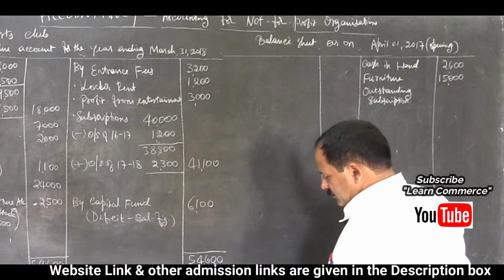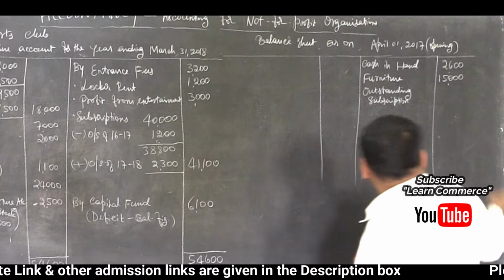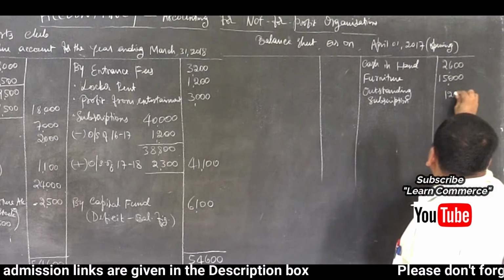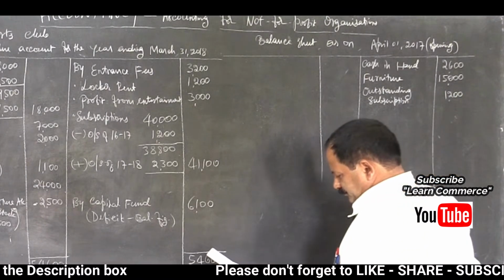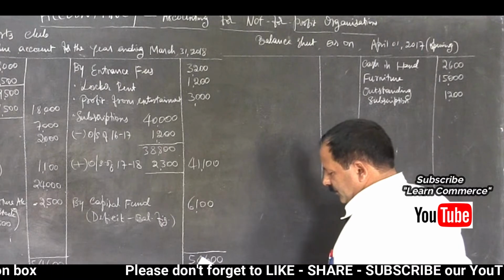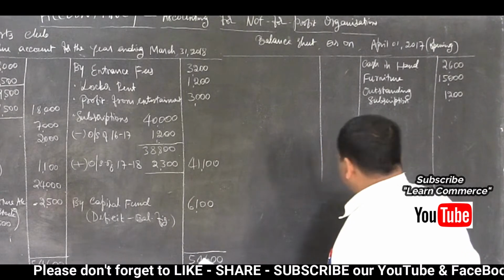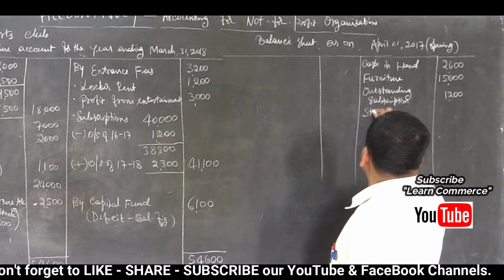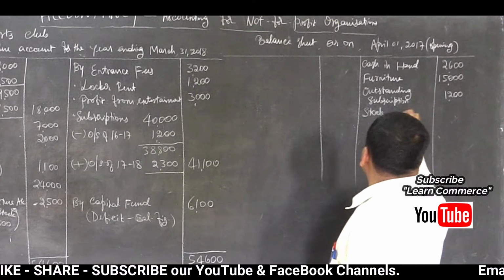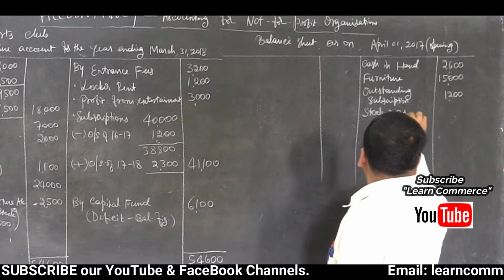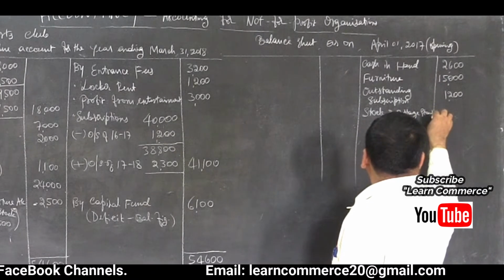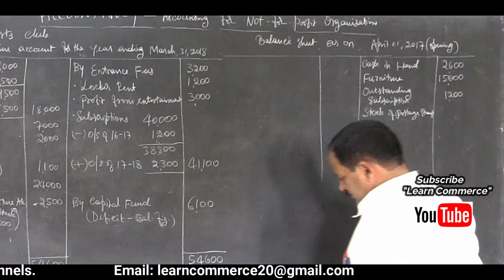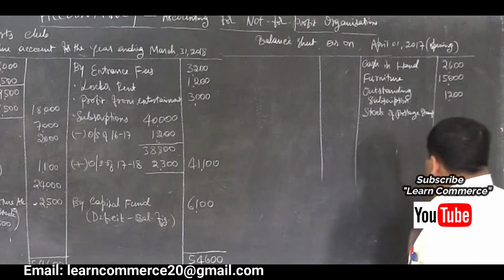Subscription, how much? 1,200. Stock of postage stamps, that is opening balance, isn't it? Stock of postage stamps, how much? 300.